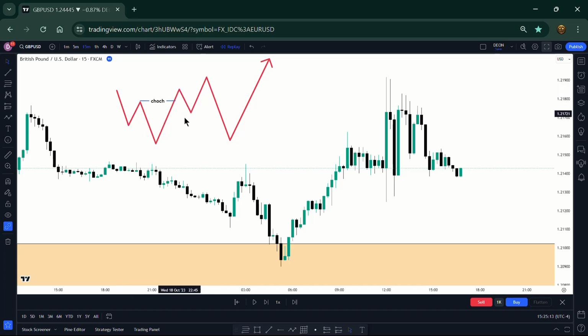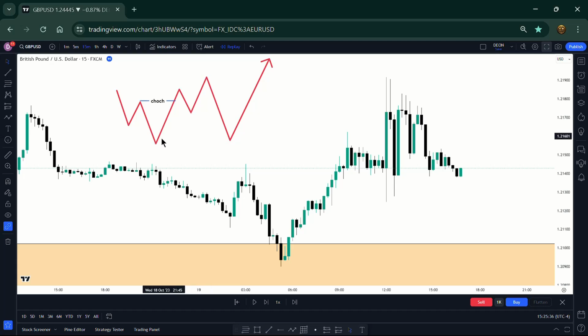You need inducement for you to enter into any POI that you can find there. Whether it's a single candle order block, or some people enter on just a fair value gap or just an ordinary order block. Okay, you can enter after taking out that inducement.